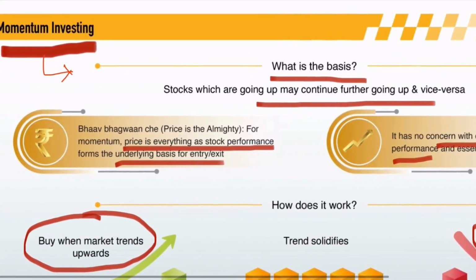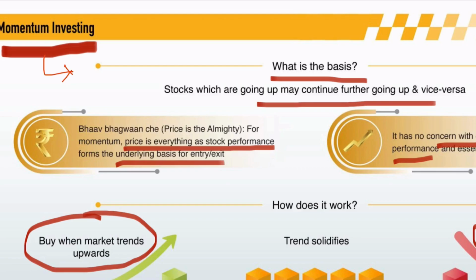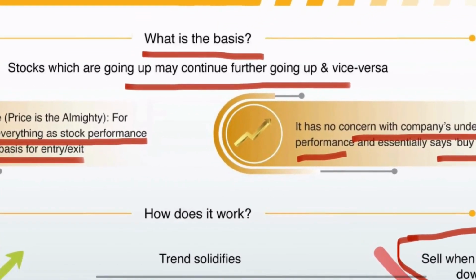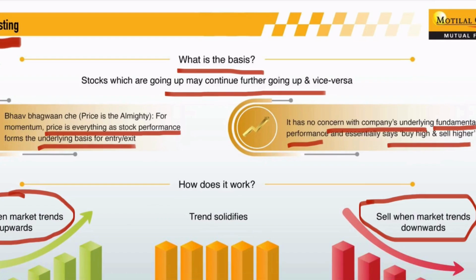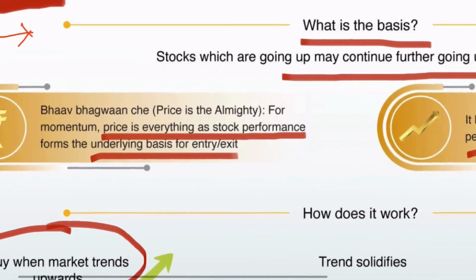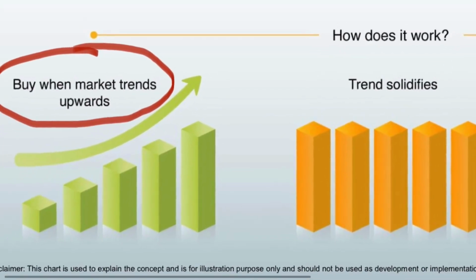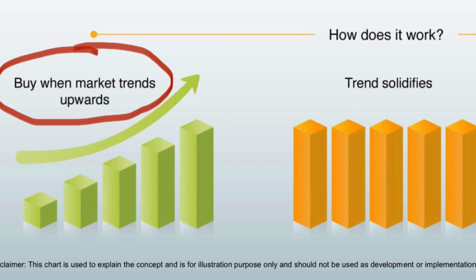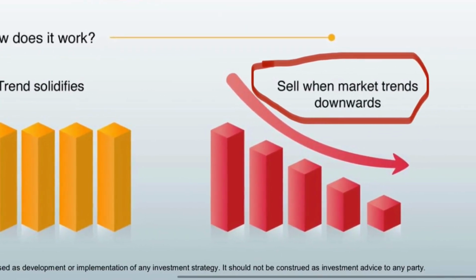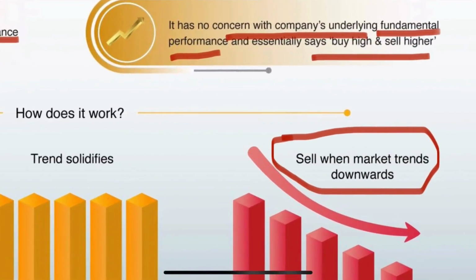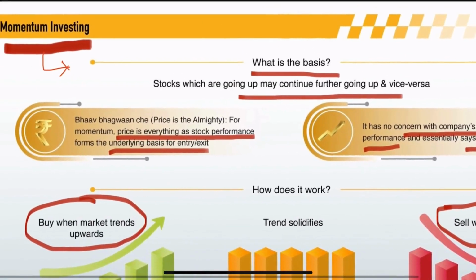Before going into the details of Motilal Oswal NIFTY 500 Momentum 50 Index Fund, let us take a minute to understand what is momentum investing. The basis of momentum investing is that stocks which are going up may continue to go up and vice versa, which means stocks which are falling down will fall further. So here we can see: buy when markets trend upwards, sell when markets trend downwards. That is momentum investing.